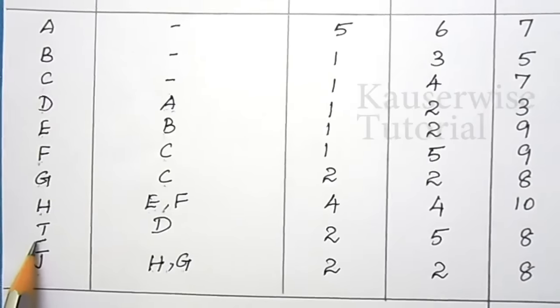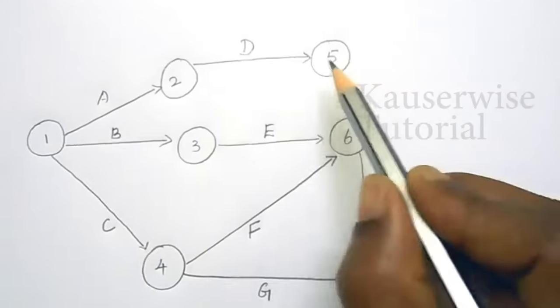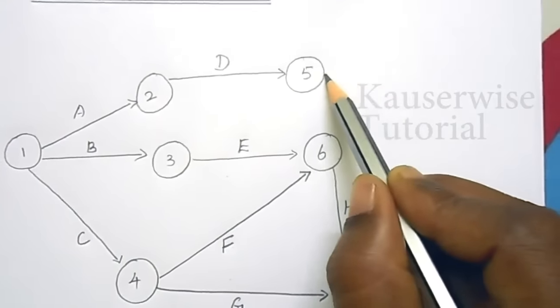The next activity is I. I starts where activity D is ended. Activity D ended here. From here you have to start I.